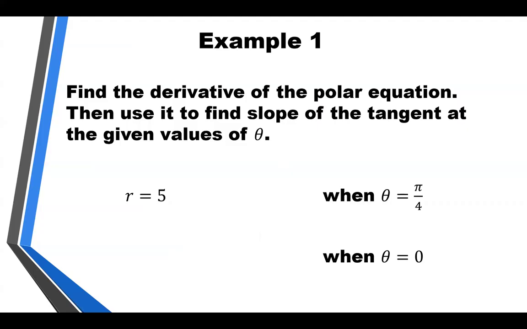So let's take a look at one of the polar equations we've seen before. Then we're going to use it to find slope of the tangent line at a couple of different values for theta, specifically when theta equals pi over 4 and when theta equals 0. The equation is going to be r equals 5. That is a circle of radius 5 centered at the pole. Let's go ahead and do the calculations.